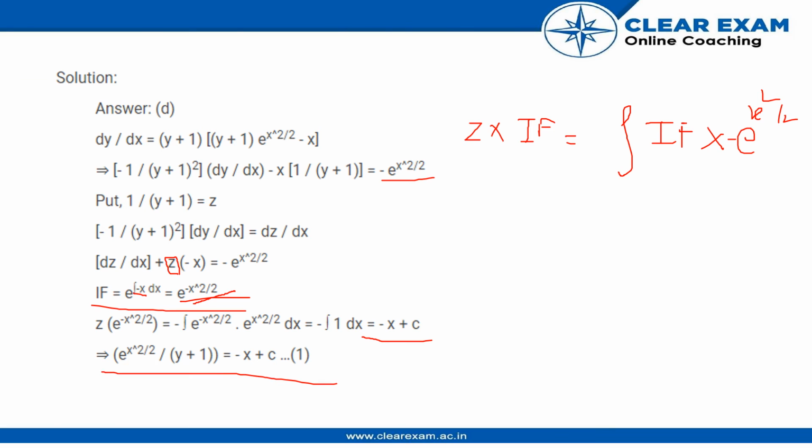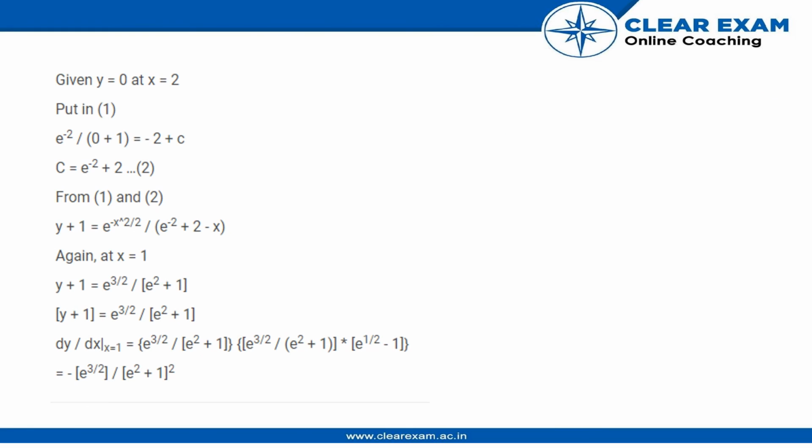and once we have the differential equation, we put in the value of y(0)... y equal to 0 at x equal to 2, we get this c value to be e^(−2) + 2. From 1 and 2 that we marked, we get y + 1 equal to e^(−x²/2) divided by (e^(−2) + 2 − x). So this is the equation for y. Once we put x equal to 1, we get the answer for y at x = 1 to be equal to this value over here. Thank you.